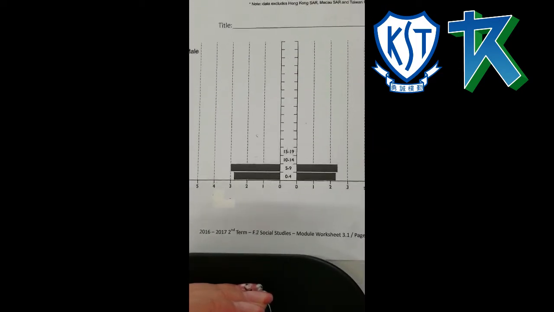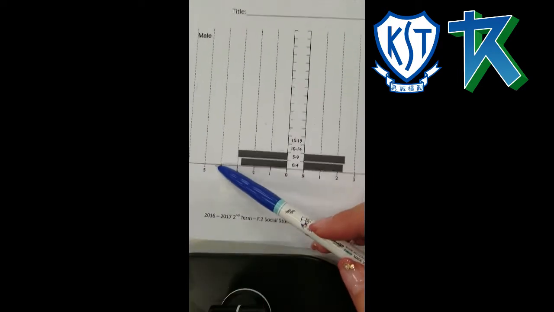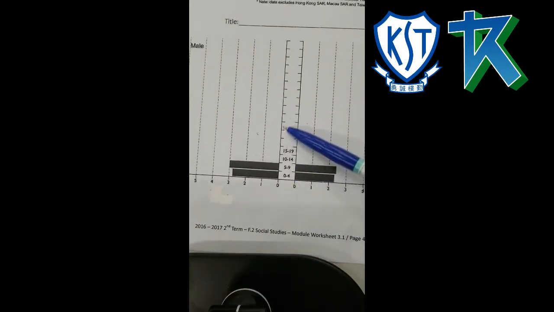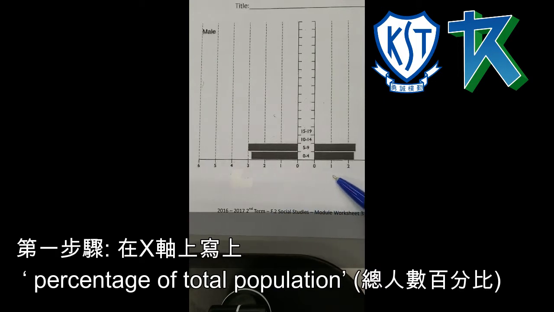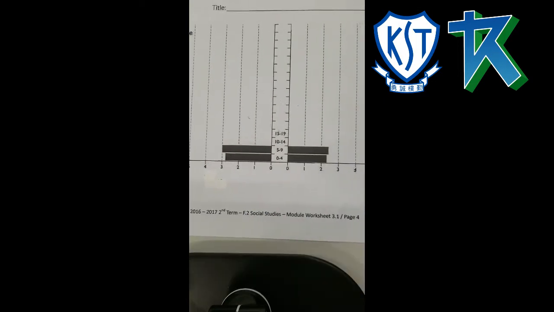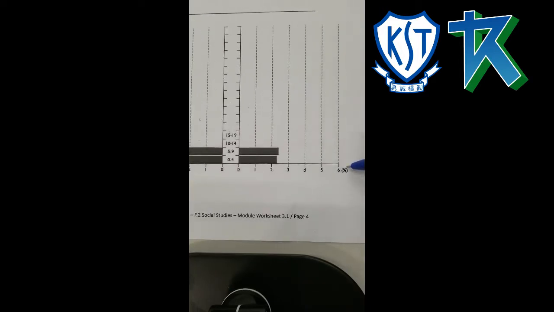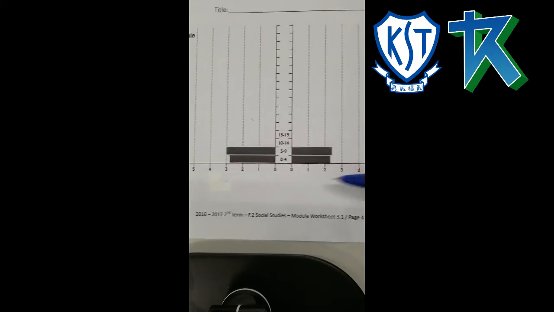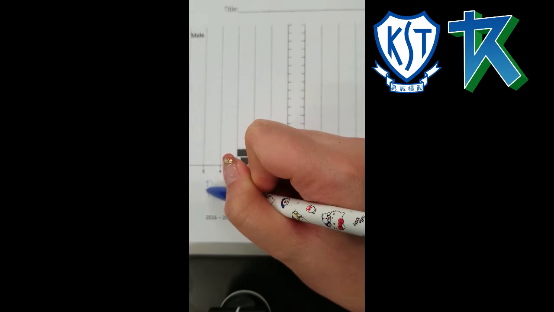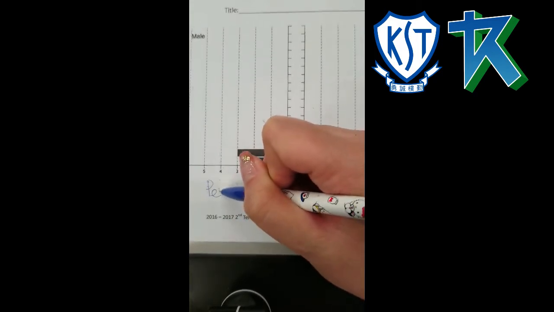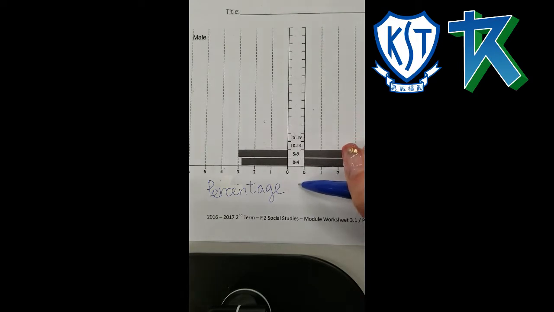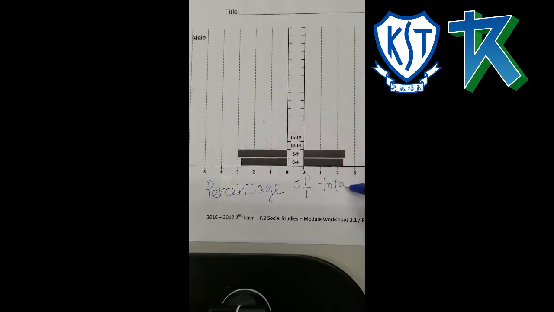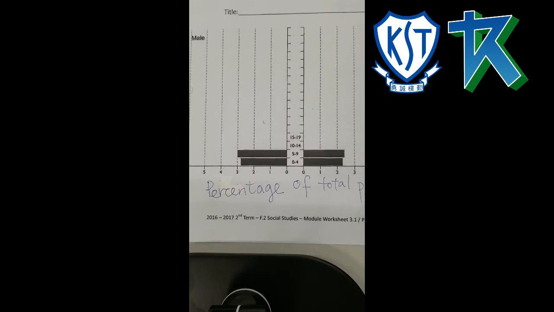First of all, you can find the x-axis here and the y-axis here. The first thing you have to do is write down the percentage of total population for the x-axis. Remember to write down the unit here. Let's write down percentage of total population.